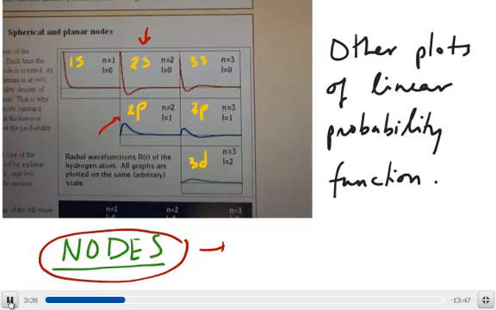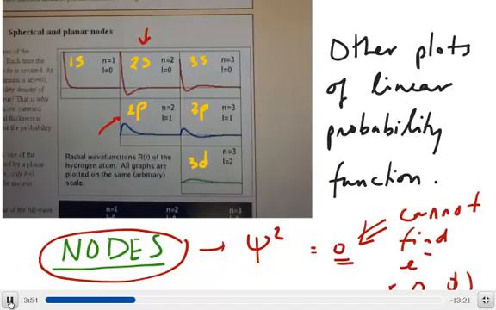Nodes are the part of the wave where the amplitude is 0. So in this case, the value of psi squared is equal to 0. What does that mean? If psi squared represents the probability of finding the electron at a specific value of r, then psi squared equals 0 means that you cannot find the electron at that space. Okay, so that's really important to understand the meaning of a node.